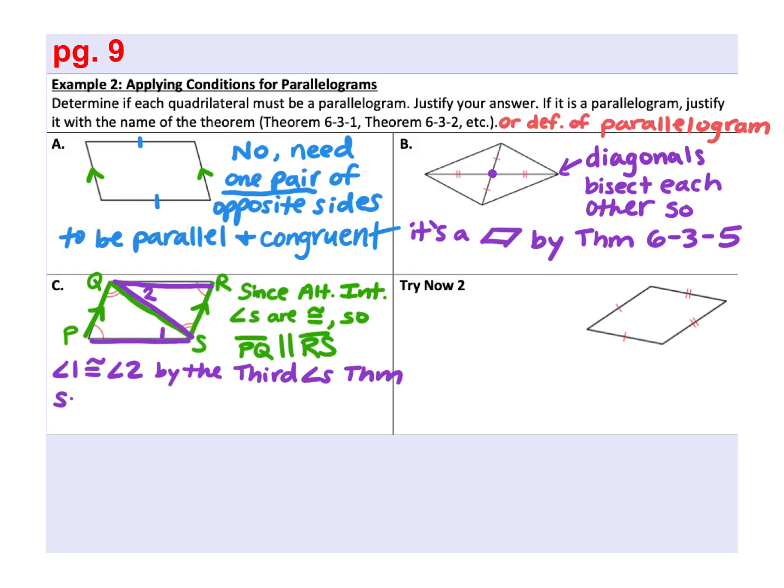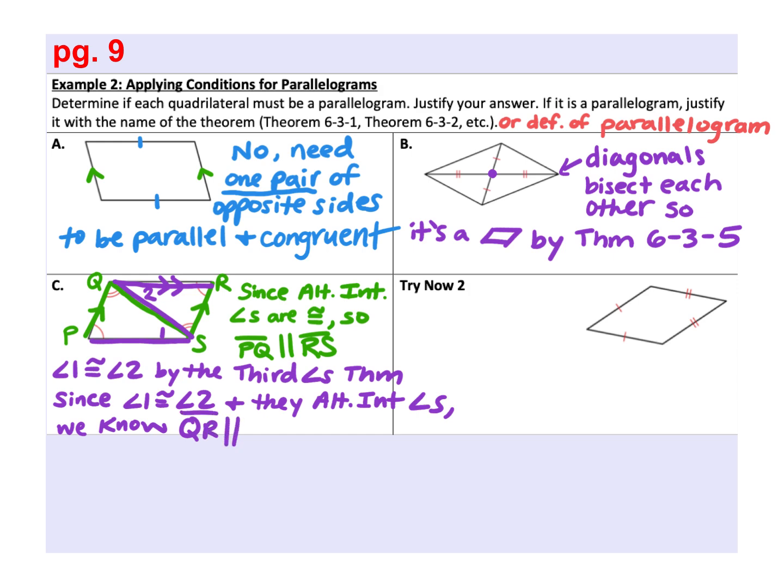And now, since angle 1 is congruent to angle 2, and they are alternate interior angles, once again, we know that QR must be parallel to PS. Again, using the converse of alternate interior angles.